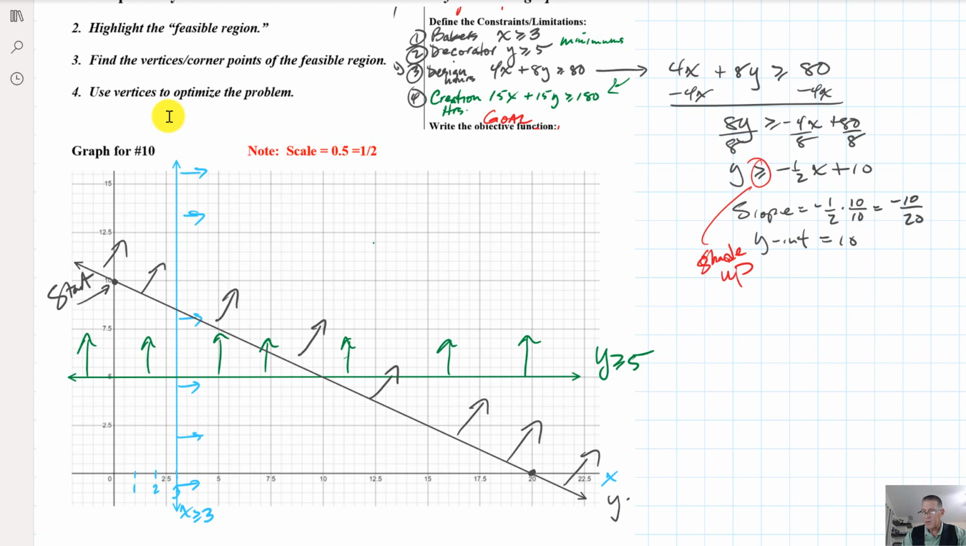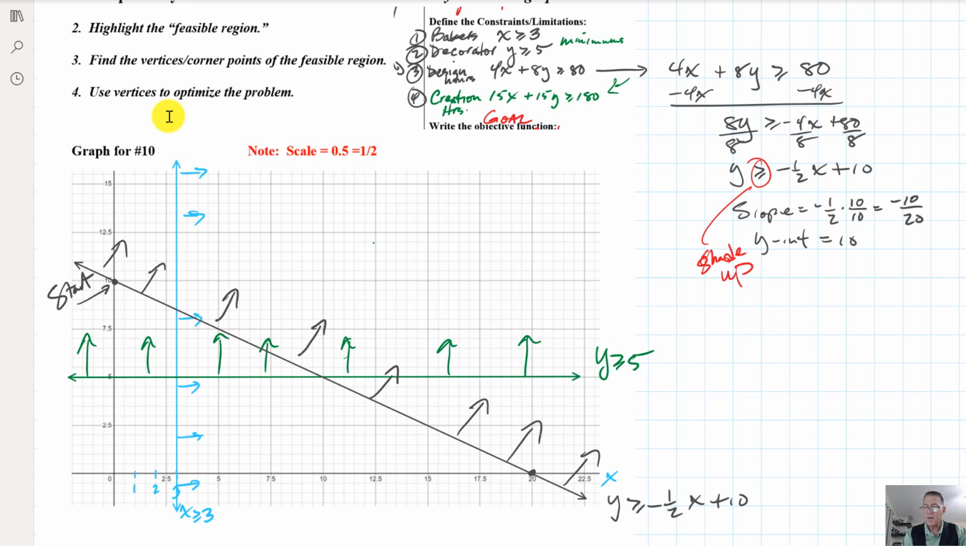So this inequality describes y is greater than or equal to negative 1/2 x plus 10. All right, almost done. Next one. So on this one here, I've got to pick a different color. Okay, purple. Okay, so here we go.